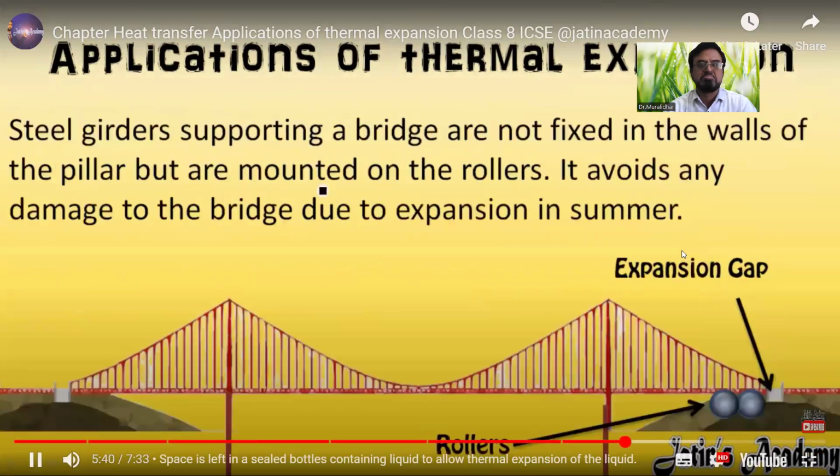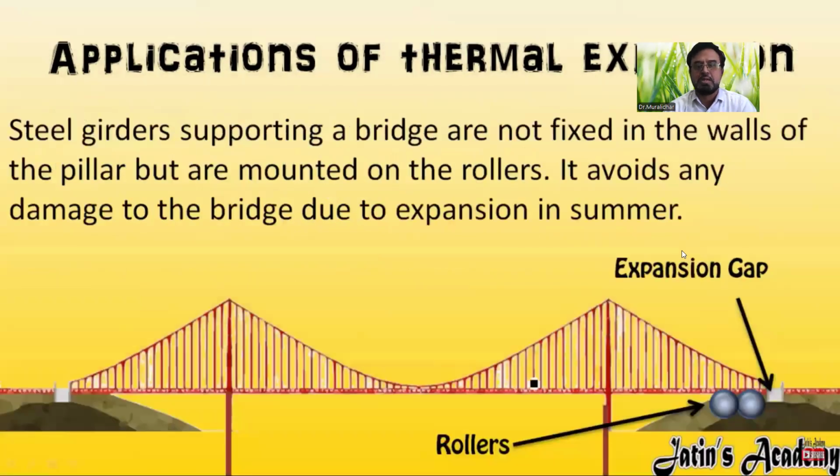So the next application we have: the steel girders supporting a bridge are not fixed in the walls of the pillars. These bridges are not fixed to the walls of the pillars, they are just mounted on rollers. Why do they have these kinds of rollers? Because during summer, as we know, the bridge is going to expand, a solid is always going to expand. Whenever there is an expansion during summer, it has some expansion gap.